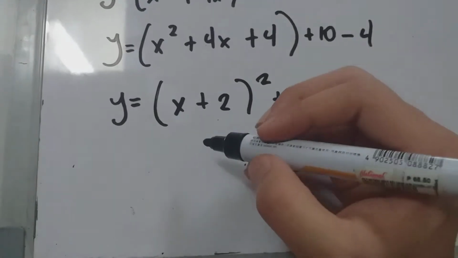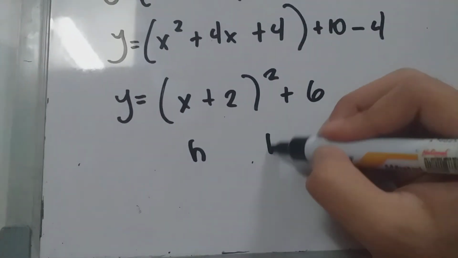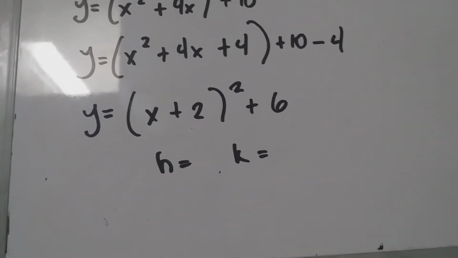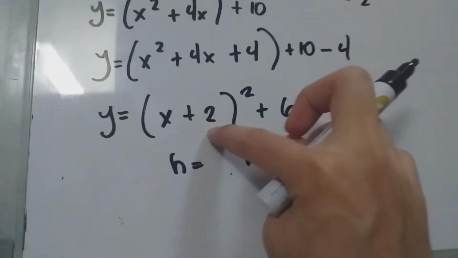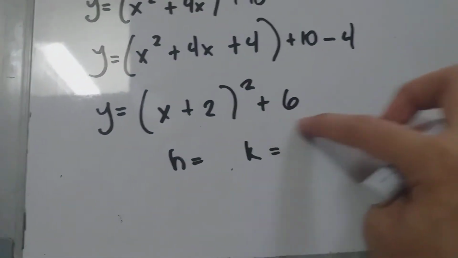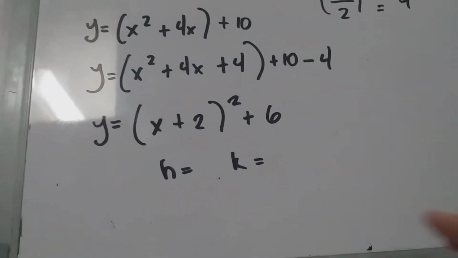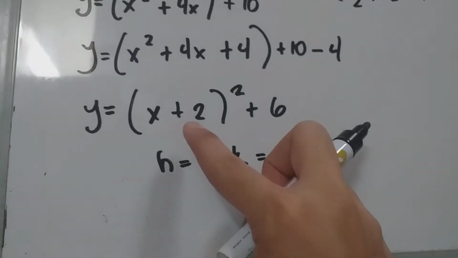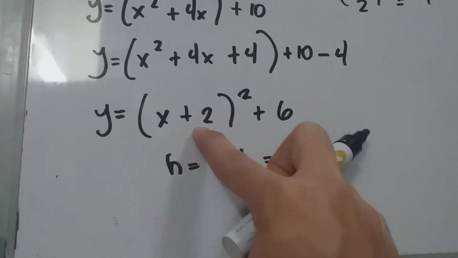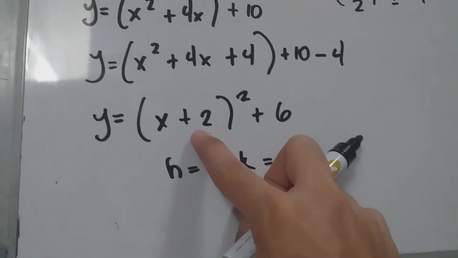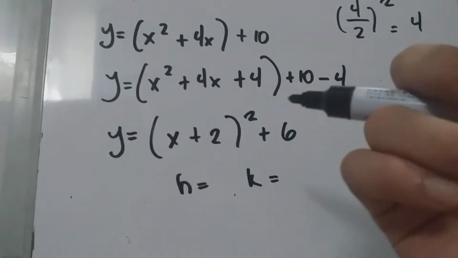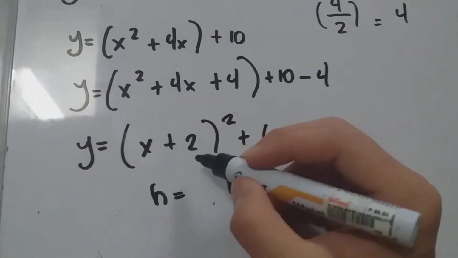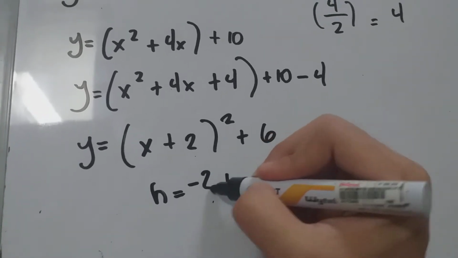Now to find the values of h and k, all you have to remember is this is your h, the number inside the parentheses, and this is your k, the number outside the parentheses. So here, the rule for h is whatever the sign is inside the parentheses. So in this case, it's positive 2. You just switch the sign. So this positive 2 will become negative 2.